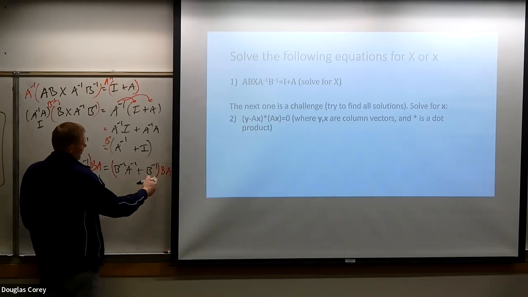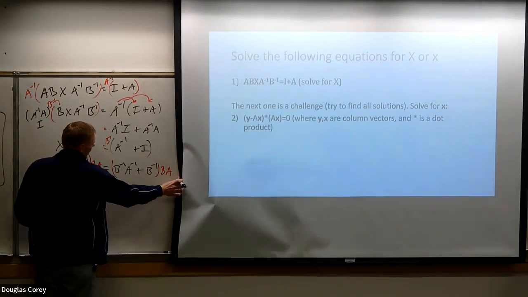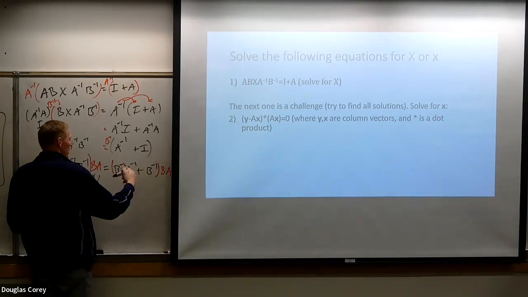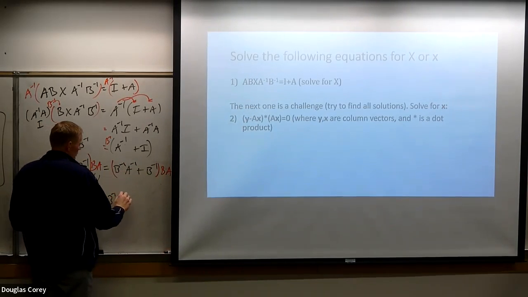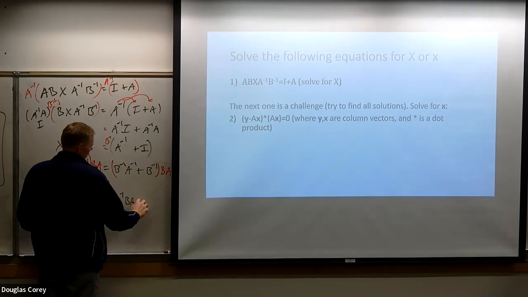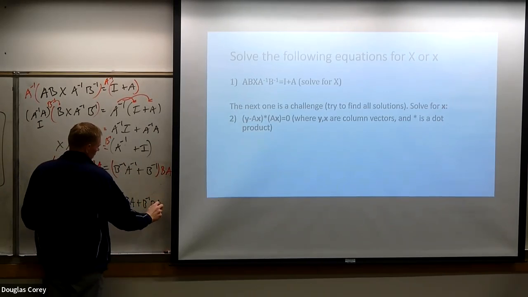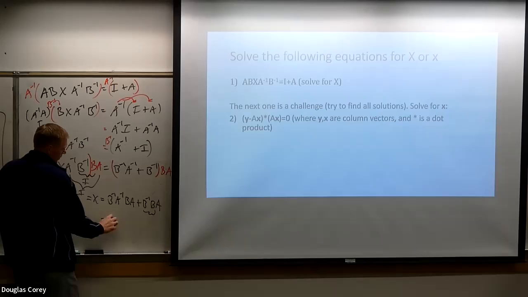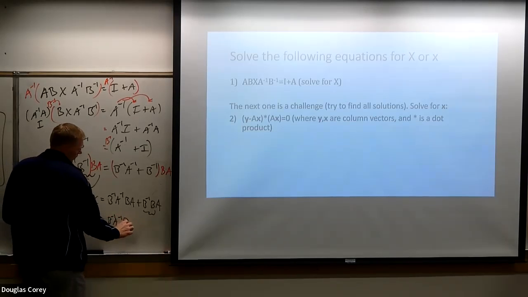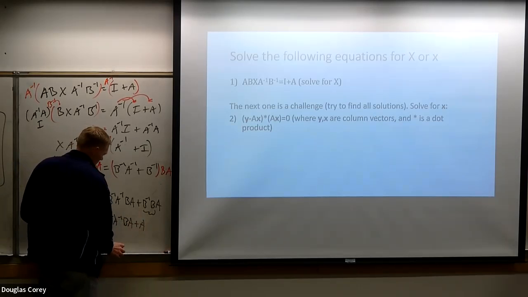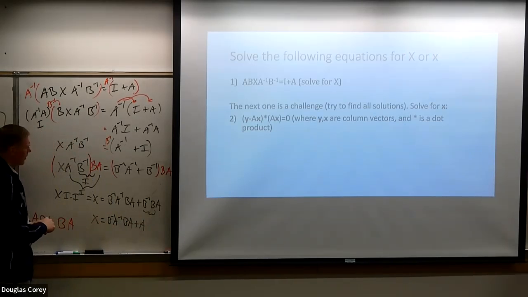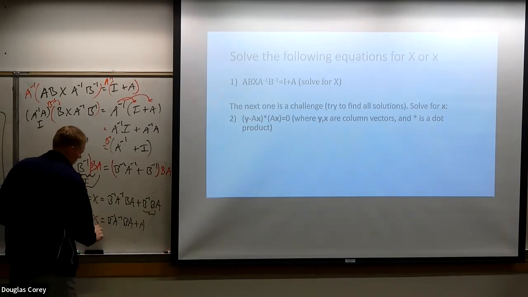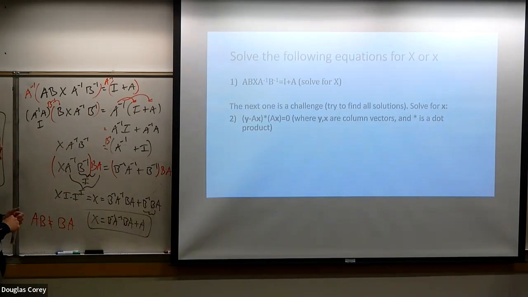On this side, I'm going to distribute that BA. And I need to keep it multiplying on the right. So B inverse A inverse BA plus B inverse BA. And this B inverse B will become the identity matrix. So we can write that as B inverse A inverse BA plus A. Did I do that right? Other questions on this?